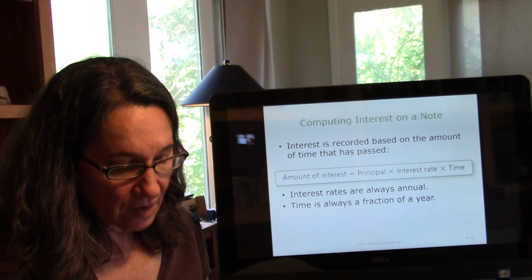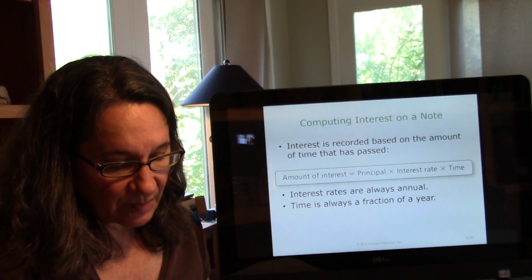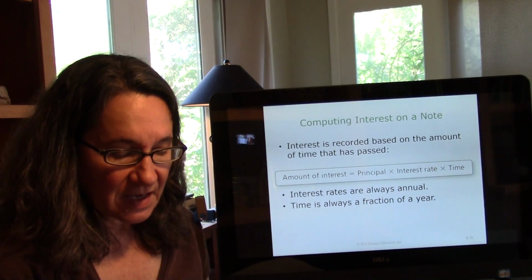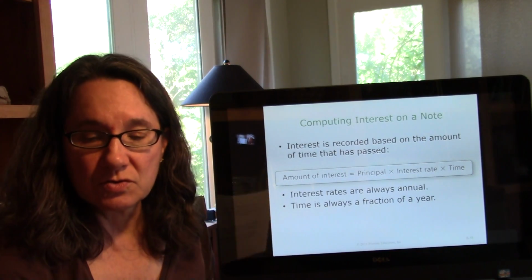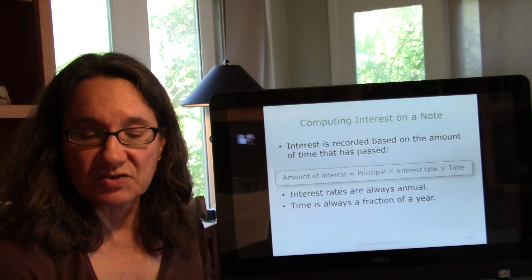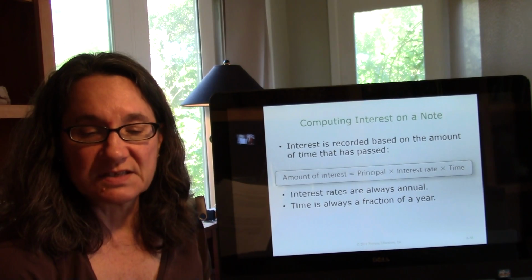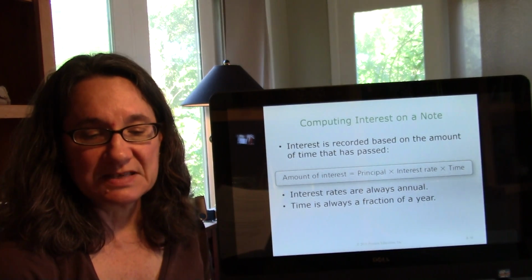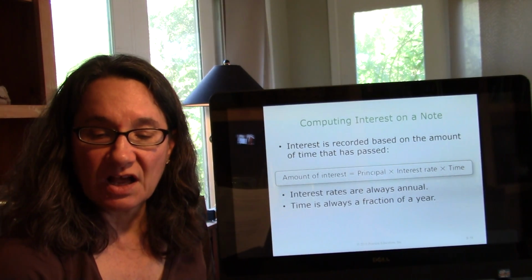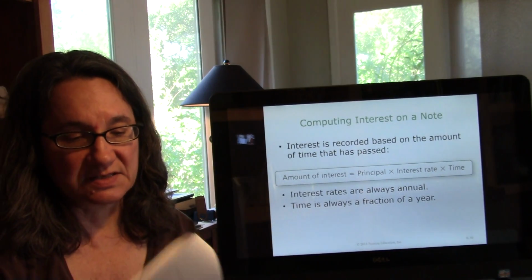At the end of the accounting period, if the note is not yet due, interest will need to be accrued. The approach is fairly straightforward. Amount of interest equals principal times interest rate times fraction of a year the note has been outstanding.